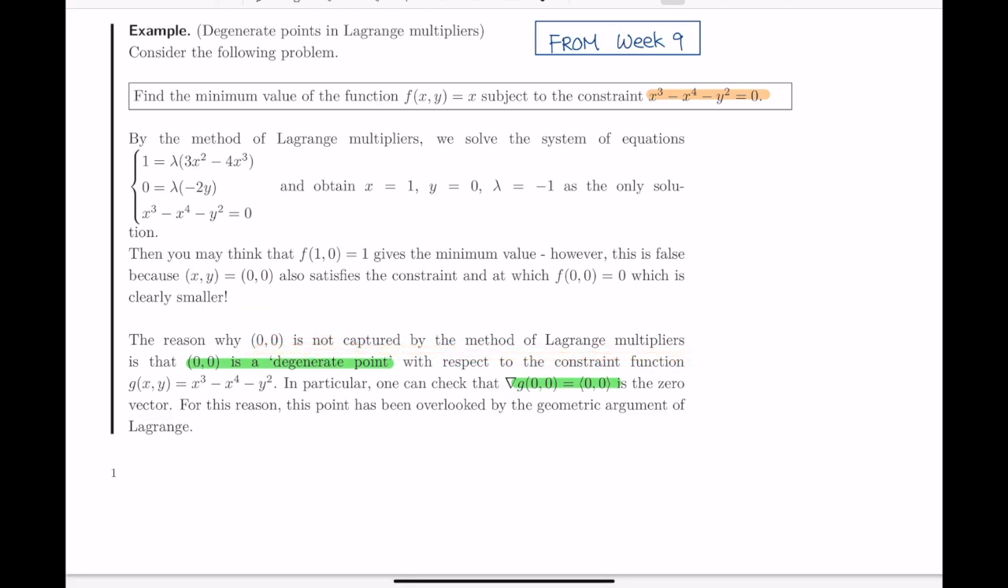The reason is that Lagrange multipliers is based on a geometric argument that grad f and grad g are parallel. However, this argument only makes sense when grad g is not the zero vector. In this case, grad g is indeed a zero vector, so it does not make sense to say parallel to it. So this is what I call a degenerate point at that time. And now we're ready to properly define and also handle, capture all these degenerate points. And this is what we're going to do.